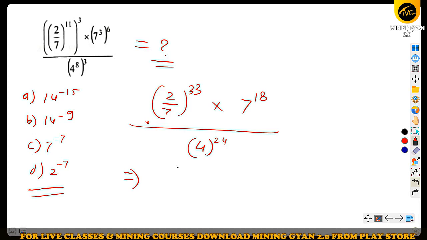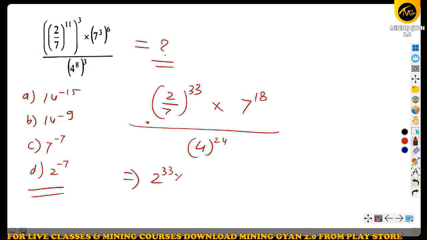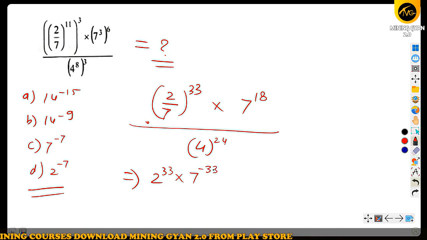So now 2 power 33. Also we can write that 7 power 33, it can be inverted, so 7 power minus 33. Now 7 power 18 into 7 power 18, and similarly, 4 is the square of 2. That means 4 power 24 is 2 power 48.